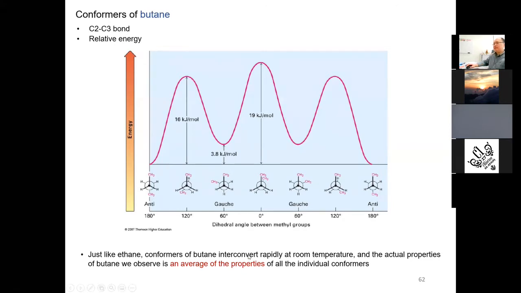Just like ethane, what you observe in butane is an average of the properties of all these individual conformers, these extremes, and all the conformers between them. So you cannot isolate a butane conformer with a gauche, anti, or eclipsed conformation. That's not possible.